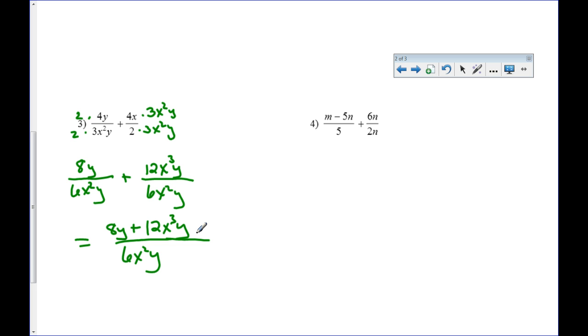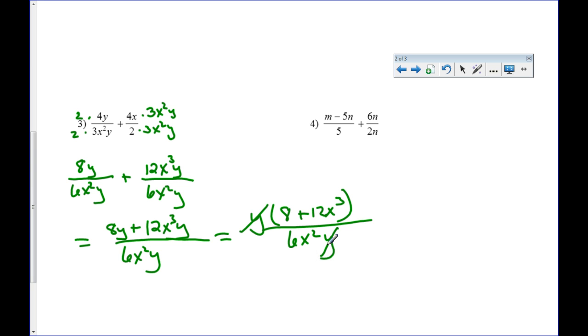Pardon me? Because these two y's, oh, you mean, yeah, you could actually do that. So this is a question. Can I take a y out of the numerator and denominator? Yes, I can. If I factored out the y, I would have 8 plus 12x to the third over 6x squared y, right? And then I could do that.